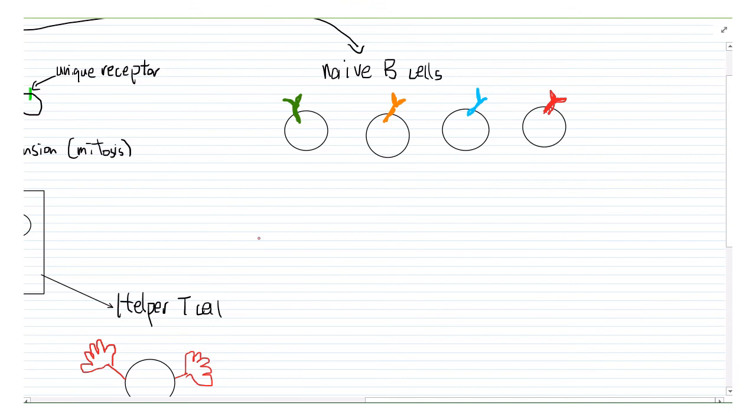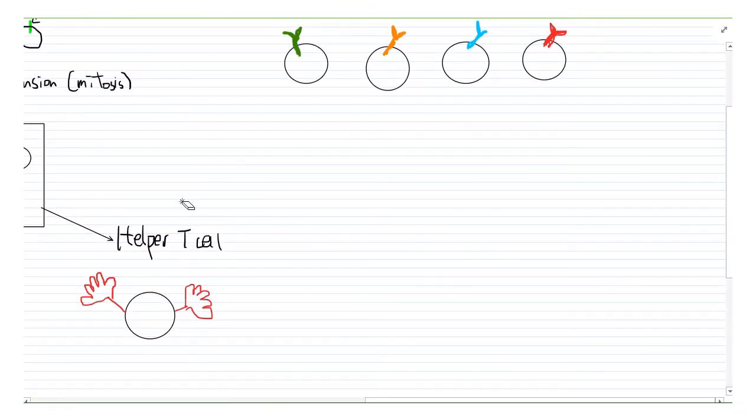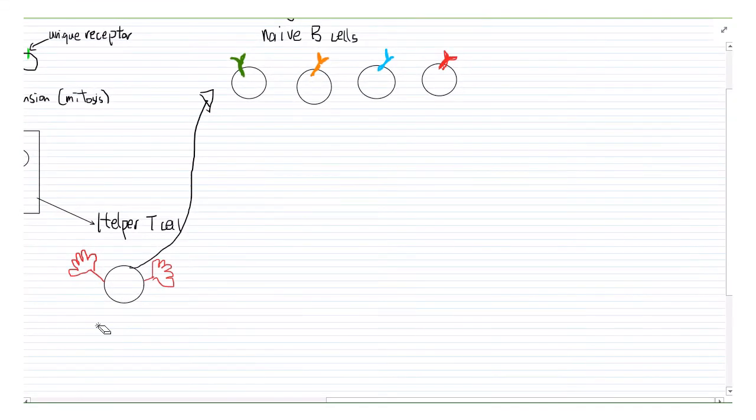And so what happens is the helper T cell is going to activate these naive B cells, okay? It's going to help activate the correct naive B cell.